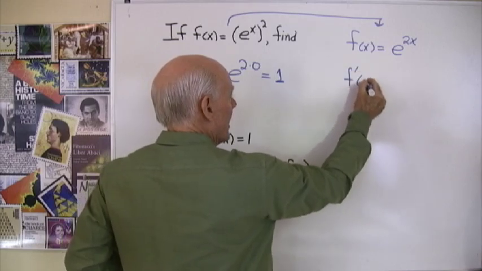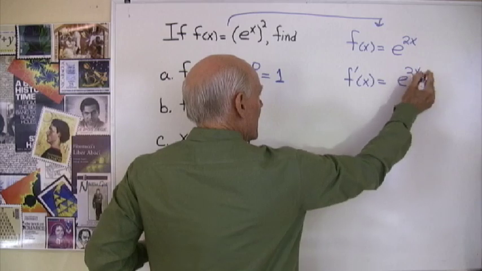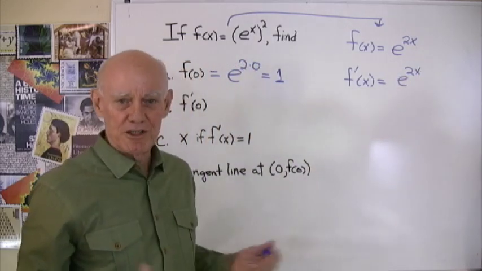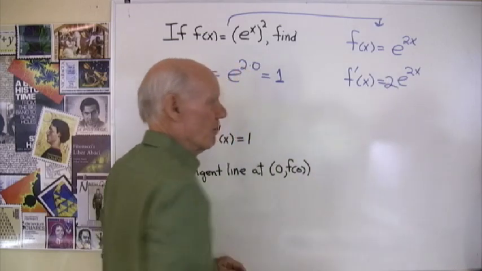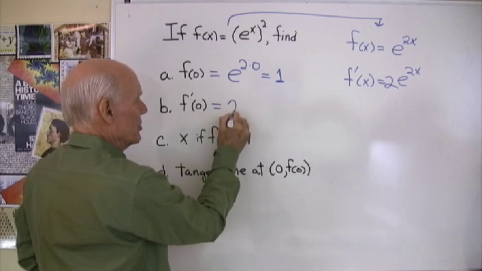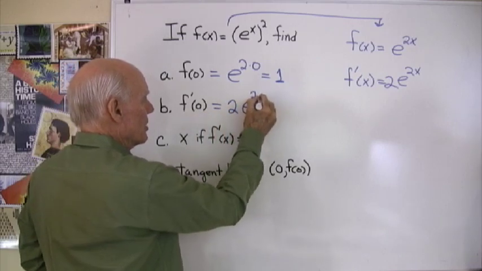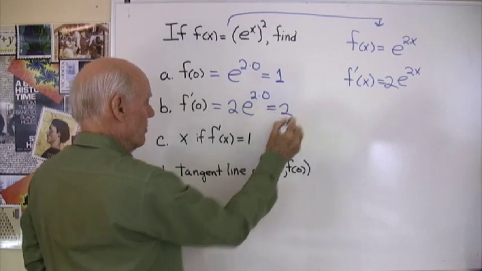F prime of 0, well, let's differentiate. F prime of x is going to be e to the 2x times the derivative of 2x with respect to x, which is just 2. So all that does is put a coefficient 2 in front. So f prime of 0 then is going to be 2e to the 2 times 0. Well, e to the 0 is 1, so that's just 2.